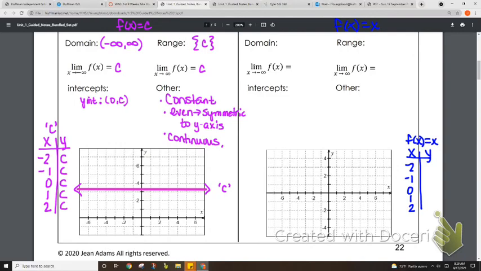But remember, f of x is the same thing as y. So this graph says y equals x. So if x is negative 2, then so is y. And if x is negative 1, so is y. If x is 0, so is y. And so we'd see our other y values. We can finish out our table there. And so we could plot those points. And then we could play connect the dot to get our graph.